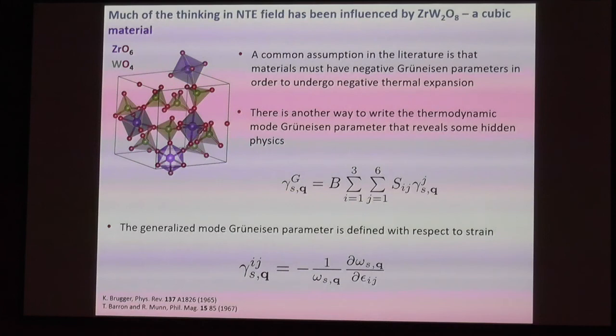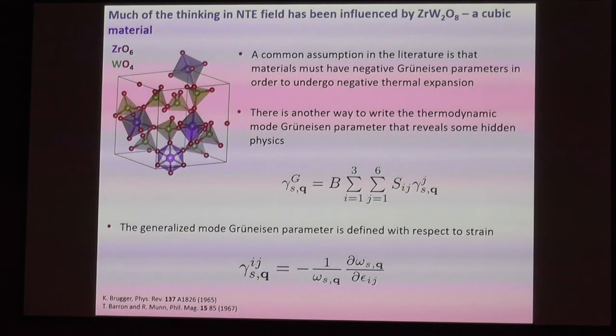So here these S's are elements of the compliance tensor. And this gamma_j is yet another kind of Grüneisen parameter. This time it's defined with respect to strain. So this is exactly the same as this, just one's written in Voigt notation and one isn't. In the case of a cubic material, things reduce so that these compliance tensor elements go away, and gamma_G is exactly equal to gamma_j. But that's not true in a non-cubic material. These S's are still here, and those S's can be positive or negative. And gamma_j can be positive or negative. So overall, the bulk thermodynamic Grüneisen parameter still needs to be negative, but it can be negative either because of these compliance tensor elements or these Grüneisen parameters.